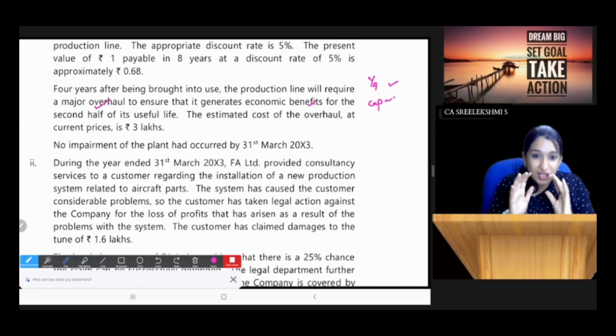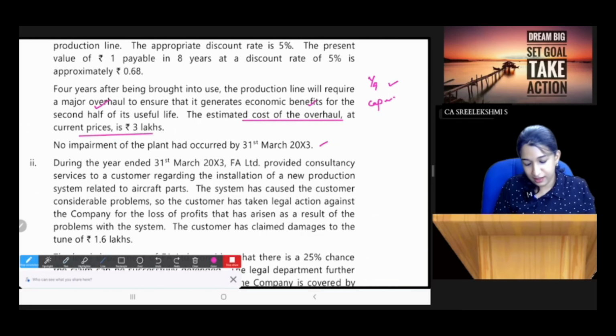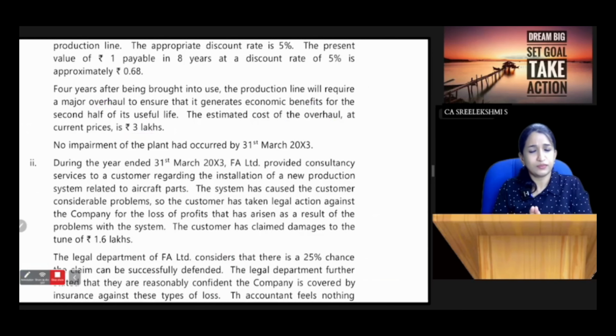So from the total cost you estimate, that's what is given: the estimated cost of overhauling at the current prices is 3 lakhs. So no impairment at the year end. Okay, fine. Thank you.